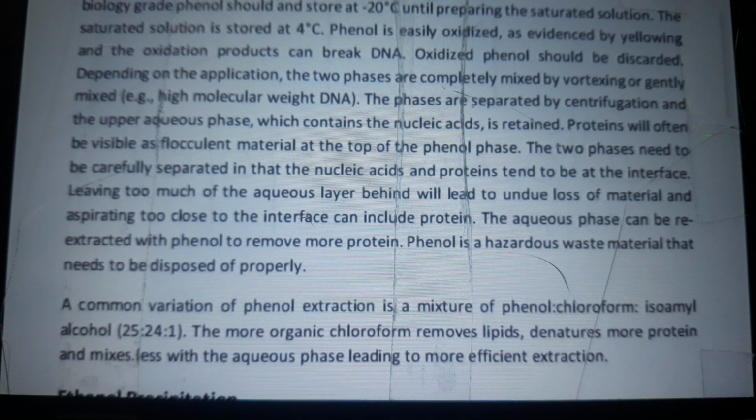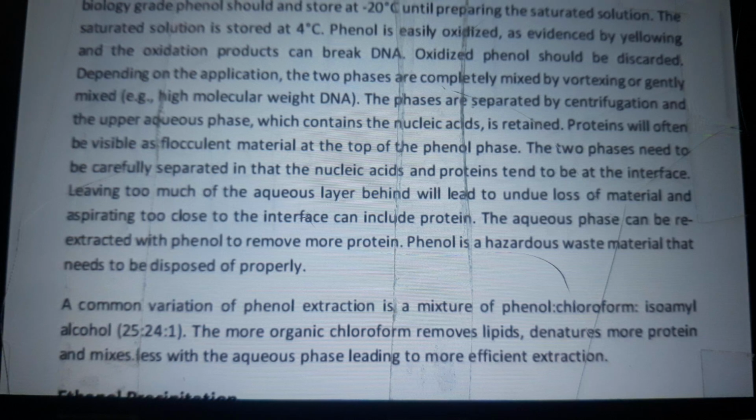The phases are separated by centrifugation, and the upper aqueous phase, which contains the nucleic acid, is retained. Proteins will often be visible as flocculent material at the top of the phenol phase. The two phases need to be carefully separated in that the nucleic acids and proteins tend to be at the interface. Leaving too much of the aqueous layer behind will lead to an undue loss of material, and aspirating too close to the interface can include proteins. The aqueous phase can be re-extracted with phenol to remove more protein.